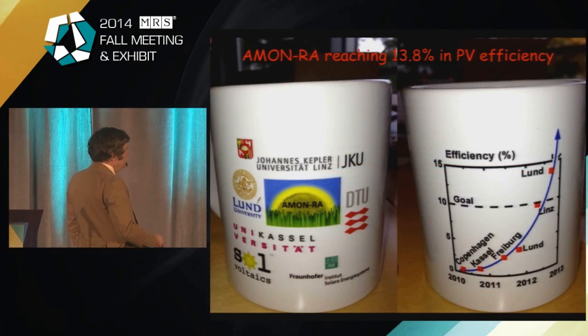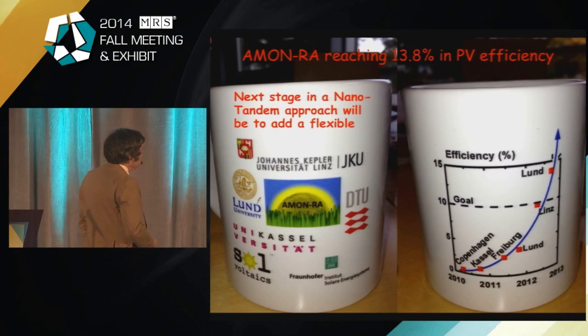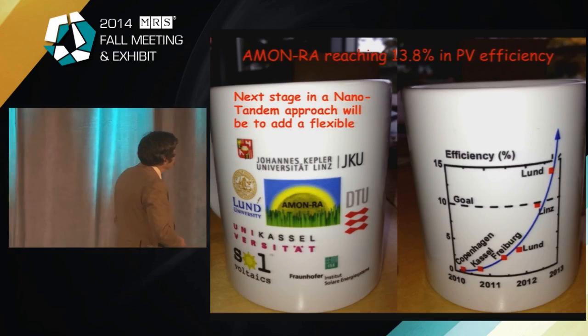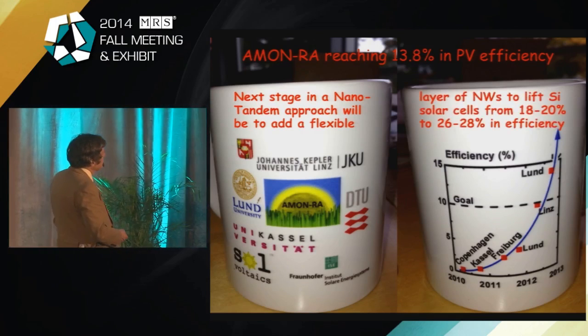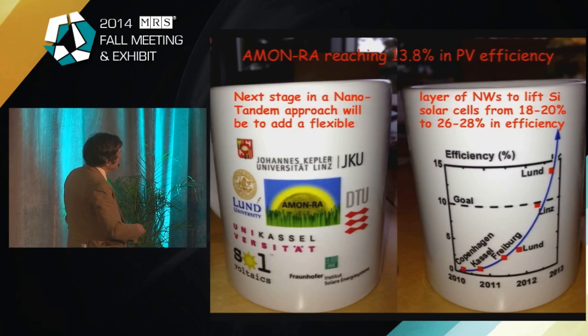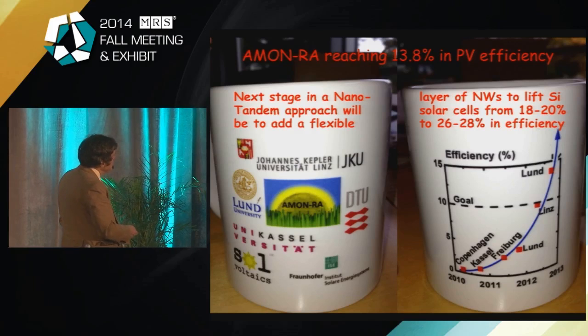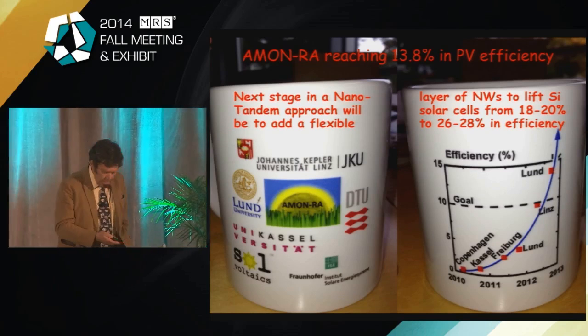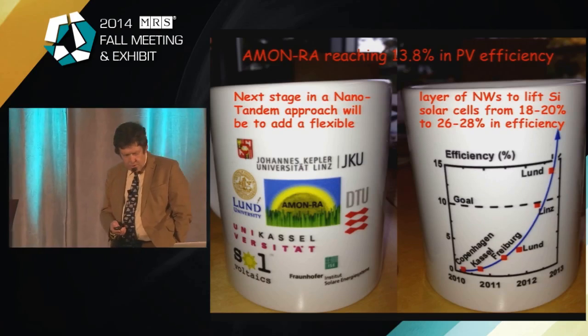You see the same graph again on our coffee mugs. I use it also as a background for saying that the next stage, we hope to be able to do a nano tandem project, where we'll add a flexible layer of nanowires to lift standard silicon solar cells from typically 18 to 20% to this 26+% in efficiency, which we think is going to make a big contribution in the future.